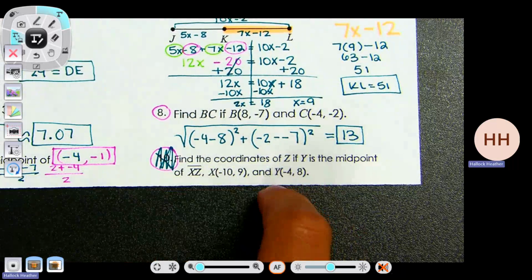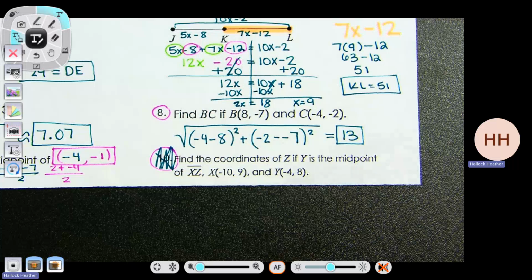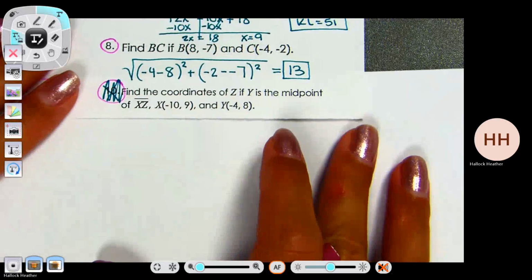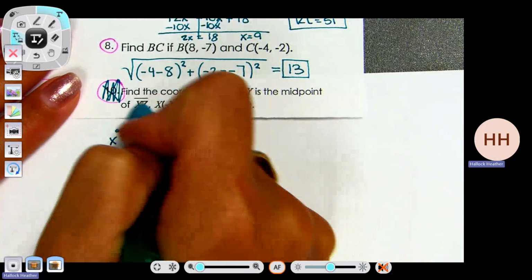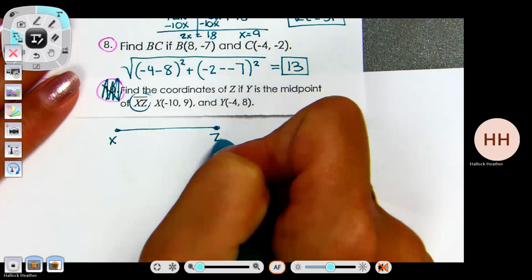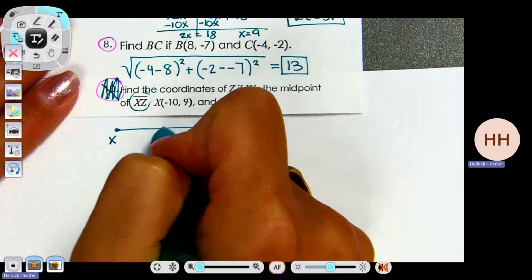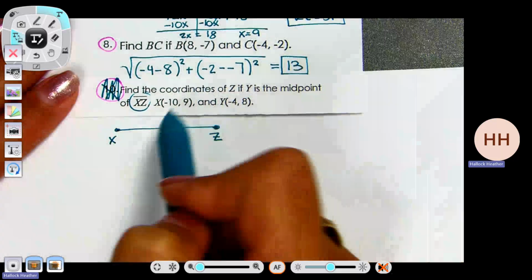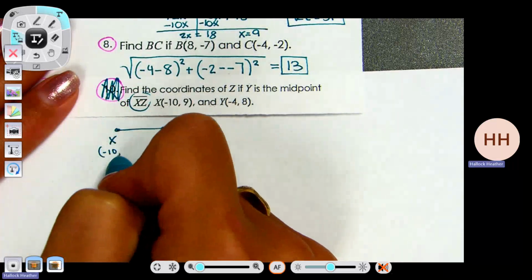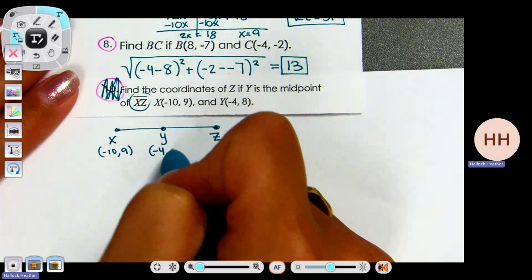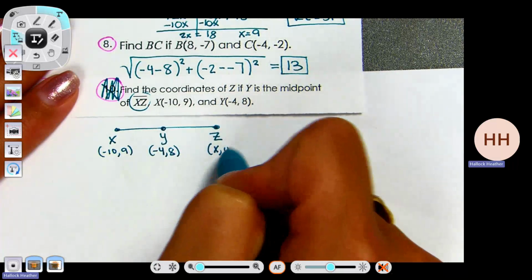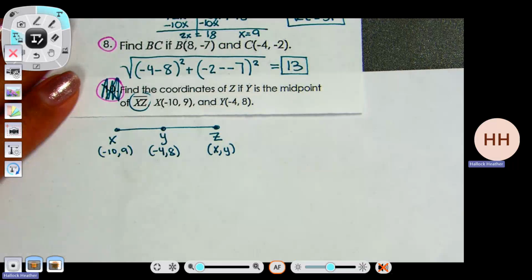The last question is a midpoint formula one, but it is not on the quiz because it has you find the other end point. So I'm going to use a scratch piece of paper. So this is XZ, because it says XZ. And it says Y is the midpoint. So X is -10, 9. Y is -4, 8. I need to find Z, which is X and Y. So this is not on your quiz. This is kind of like extra practice.